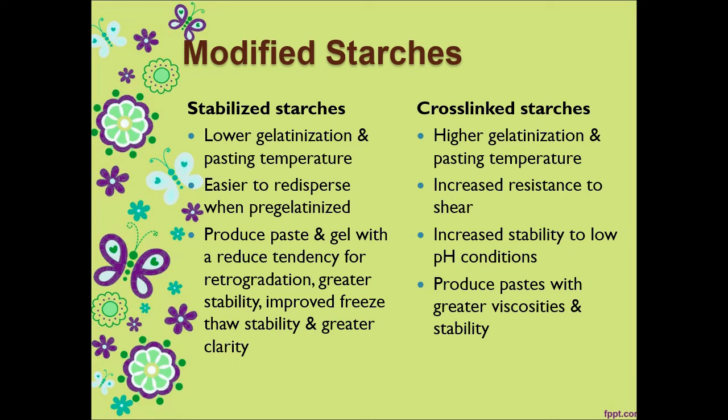For cross-link, on the other hand, this type of starch will exhibit higher gelatinization and pasting temperature characteristic, compared to stabilized starch. For stabilized starch, the starch granules are easier to redisperse when pre-gelatinized. Okay, means the temperature is rather high, but it is before it reaches the gelatinization temperature.